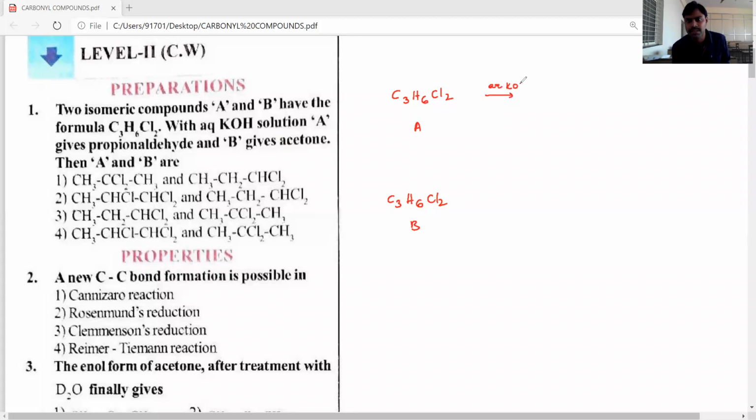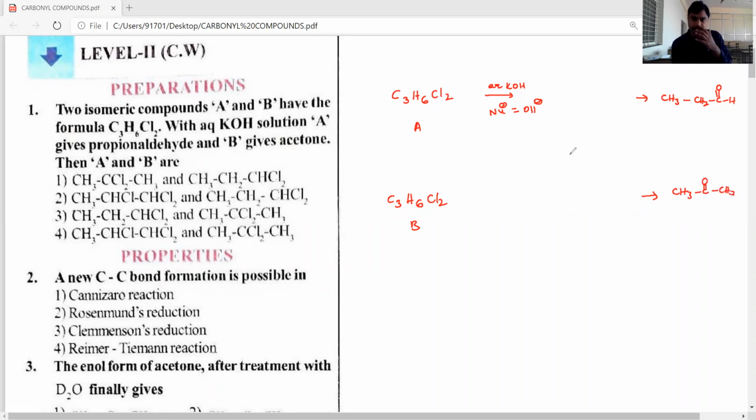Alcoholic KOH means nucleophilic elimination, while aqueous KOH means nucleophilic substitution reaction. The nucleophile is OH minus ions. Now the first one, compound A, forms propanaldehyde, CH3CH2CHO. And compound B produces acetone, CH3COCH3.